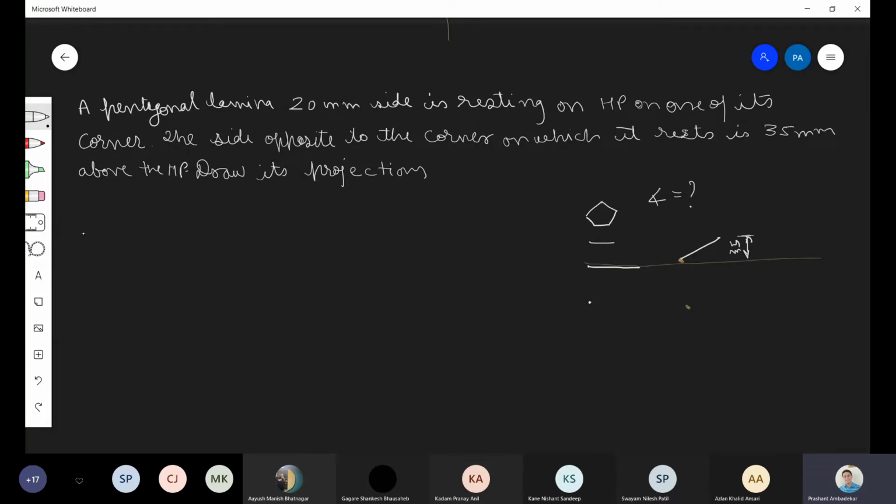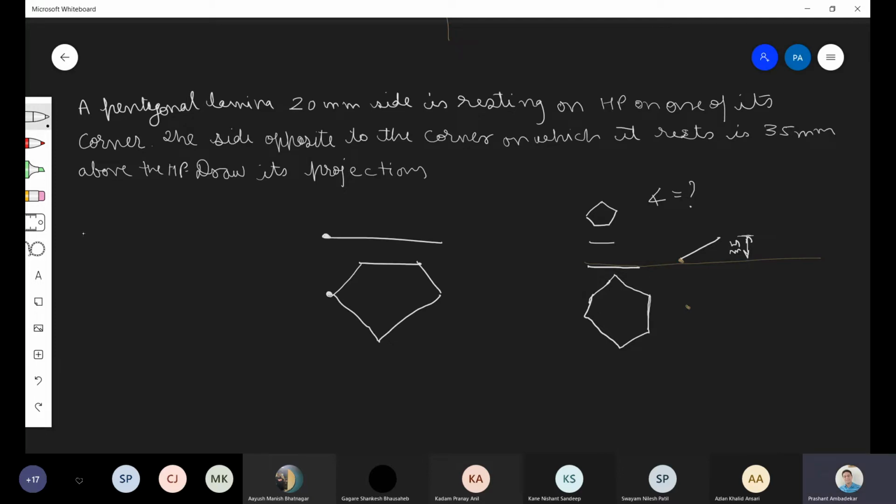Now, how will you draw a pentagon? How will you draw a pentagon with a corner here? So you can draw it like this. This is the pentagon with one of the sides vertical. Can you draw a pentagon like this? So in this case also you can see there is a corner here.